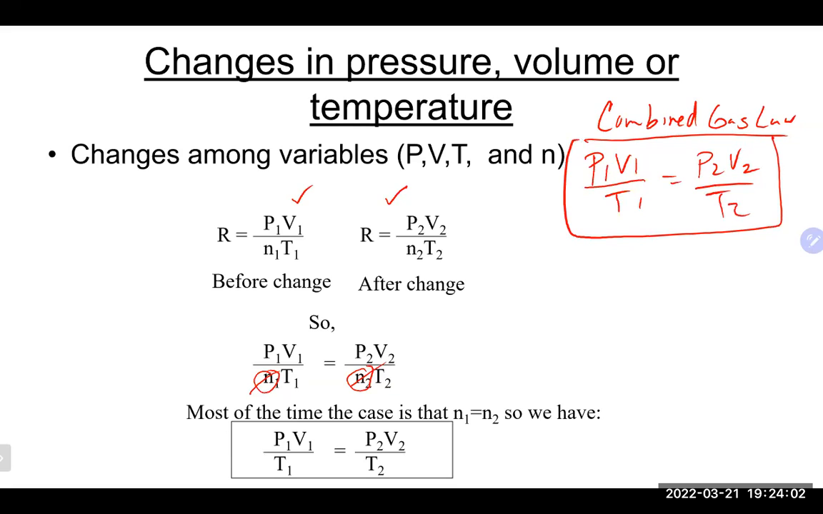Now, the pressure on both sides, it doesn't matter the units as long as they are the same. The volume on both sides, again, does not matter the units as long as they are the same. Just like every other gas law, temperature here, again, does need to be Kelvin when we're using this.